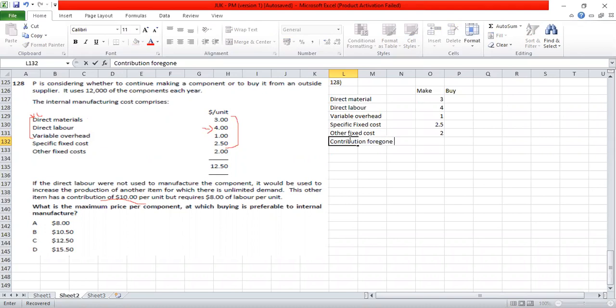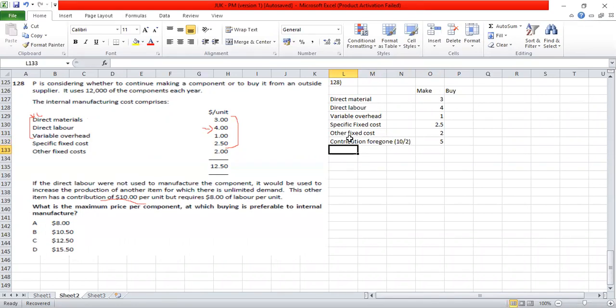Contribution foregone will be, say, all 10 will not be their contribution. 10 is when $8 labor is used, but here they will not be using only $4 labor. So 10 divided by 2. I hope all of you got it clear. Otherwise, ask me, I will once again explain.